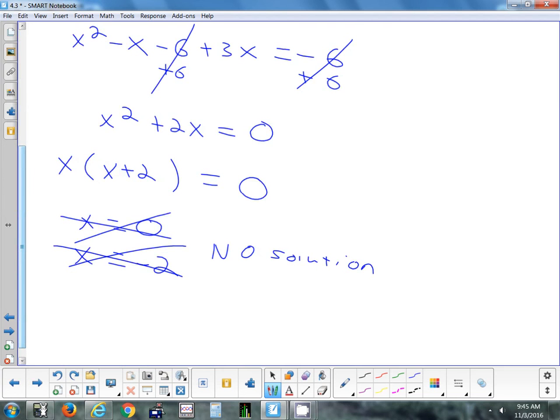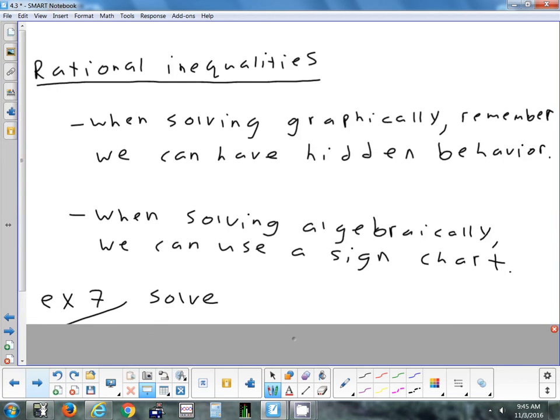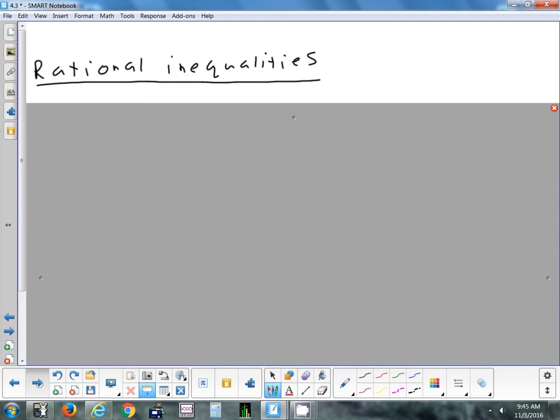All right. So let's do this one. Okay, so this one is solved graphically, and we're going to do it on the calculator.